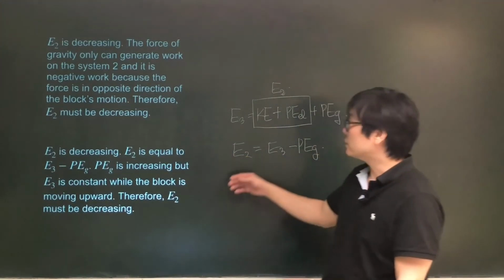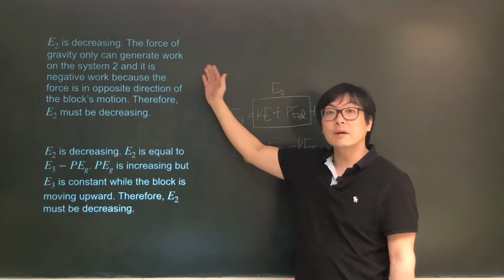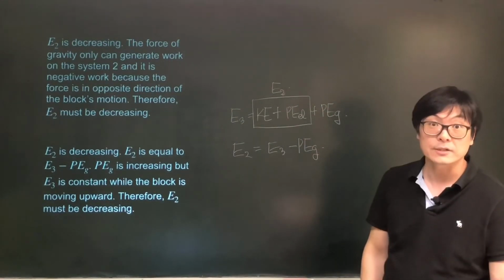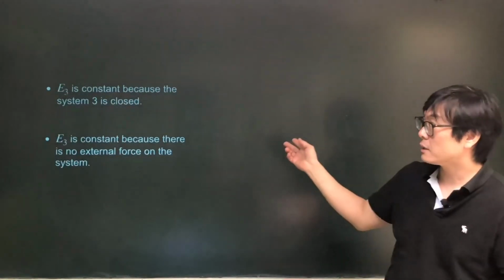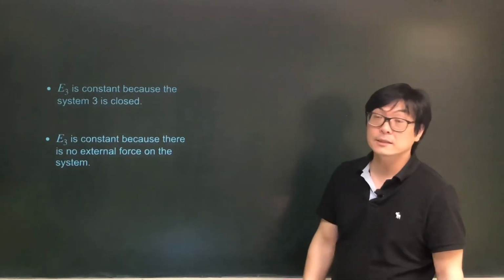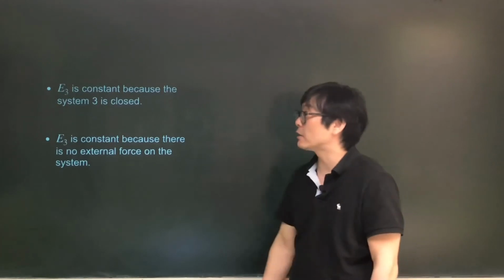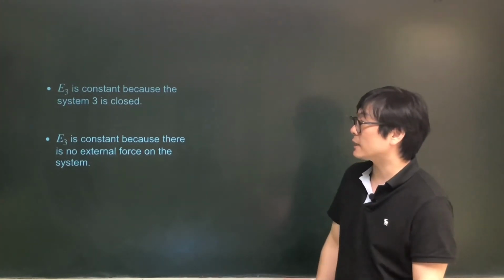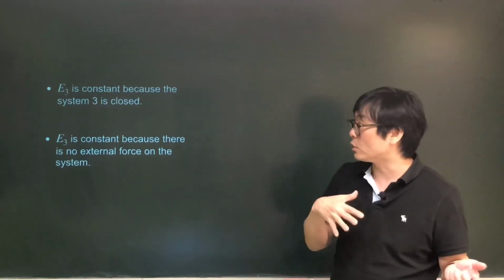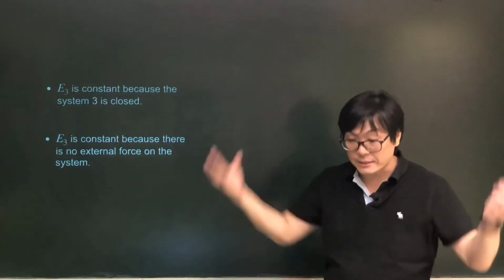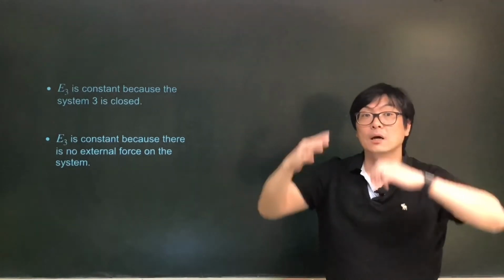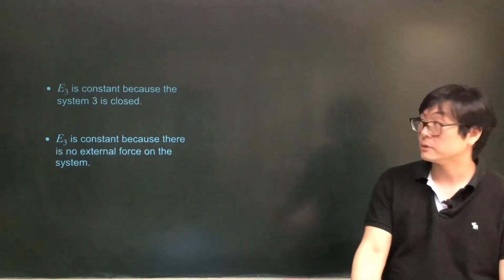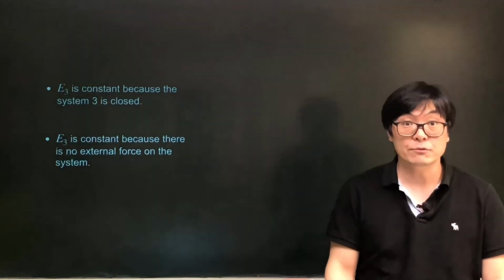So you can explain with the work done by the external force, or you can explain with E3 in this concept. The last one is E3. I already explained it on the previous slide. E3 is constant because system 3 is closed or isolated. E3 is constant because there is no external force on the system, because this is an isolated system. So that is another way to explain why E3 must be constant.